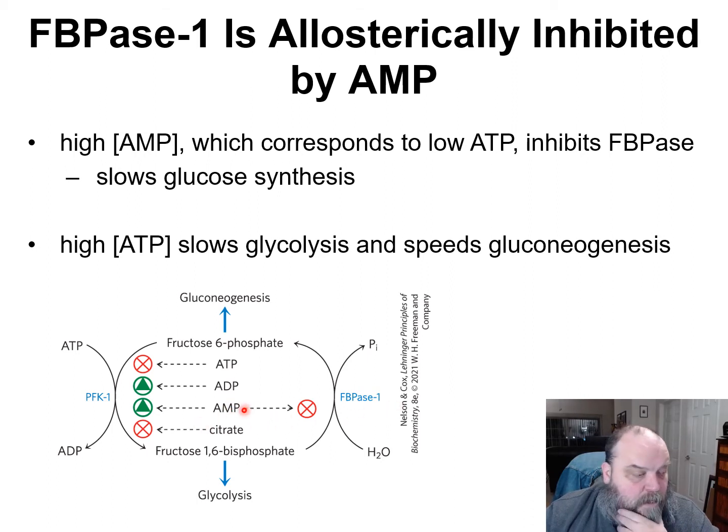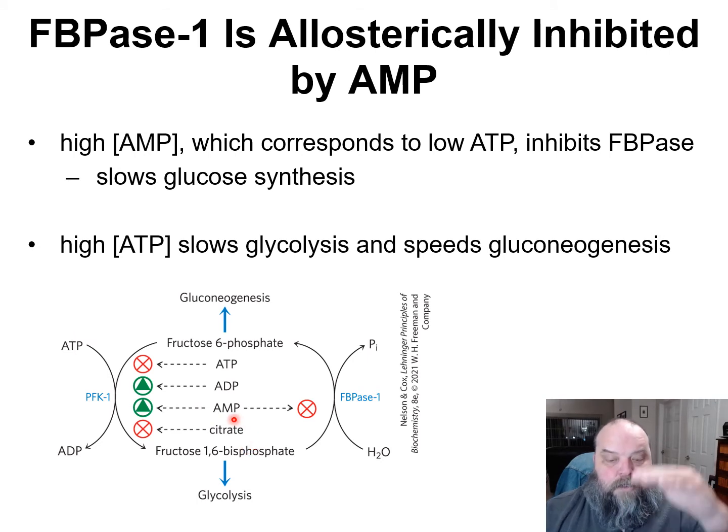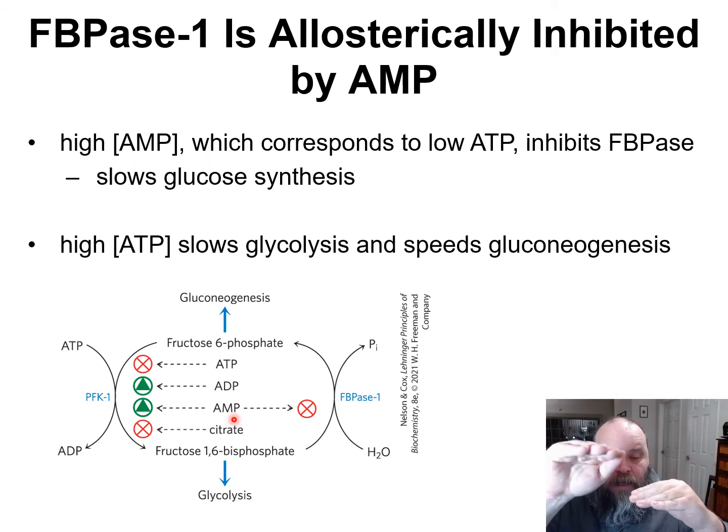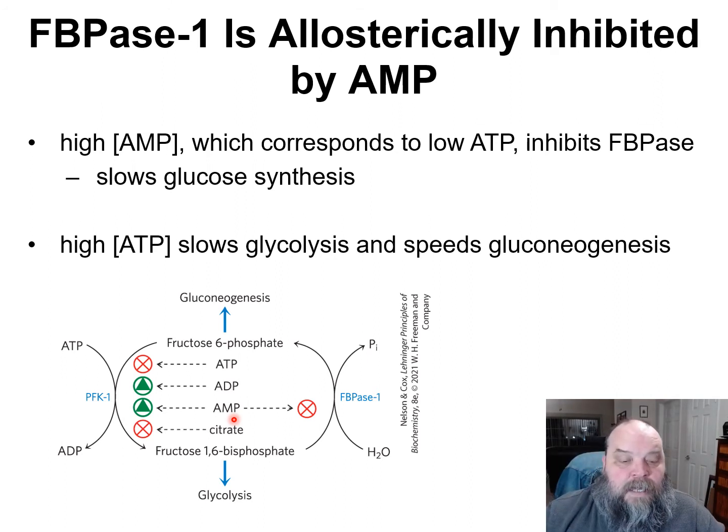Now, high levels of AMP, which means you're using up a lot of ATP and you're losing a lot, well, you need to replenish. You need to go from AMP back to ATP. It means your ATP levels have dropped. AMP levels are too high for that cell to maintain. Stop this. Do not do this. You do not want to take what little fructose 1,6-bisphosphate you have and turn it back into fructose 6-phosphate.